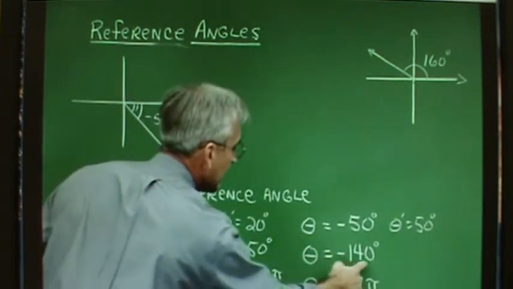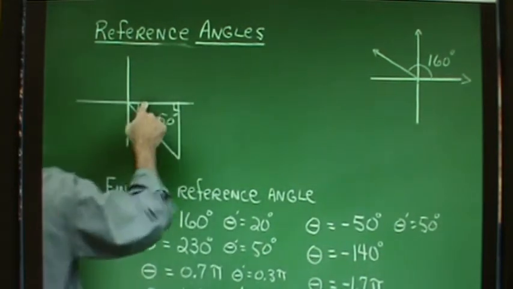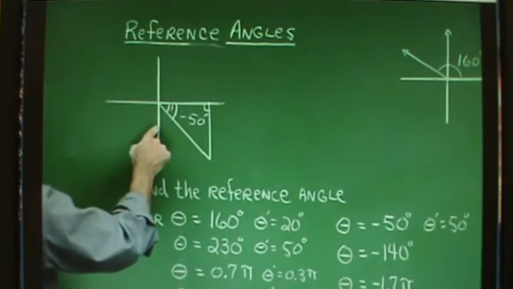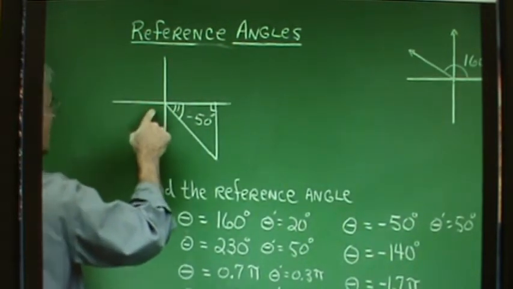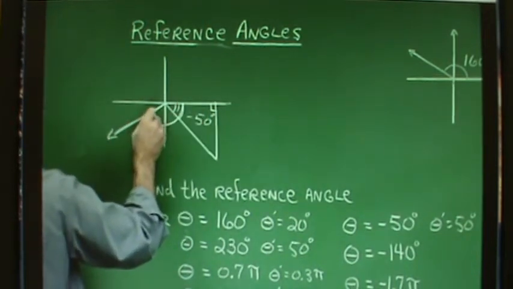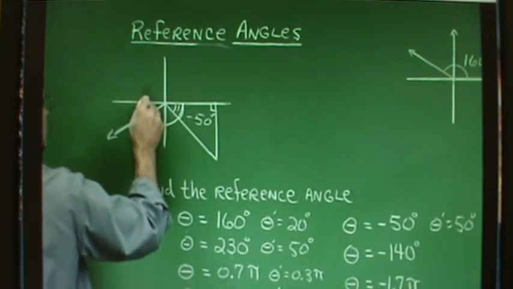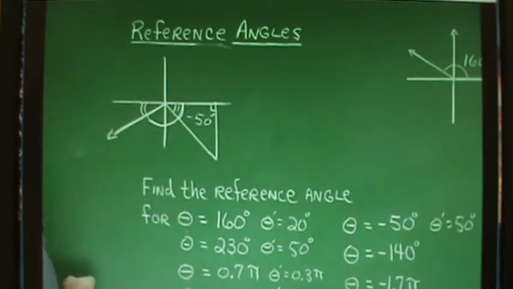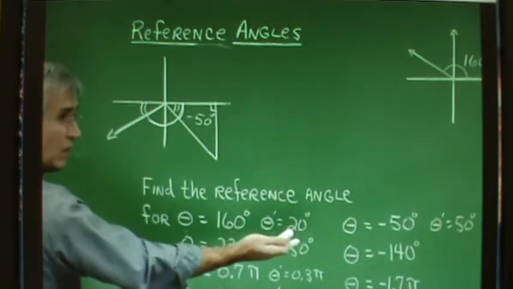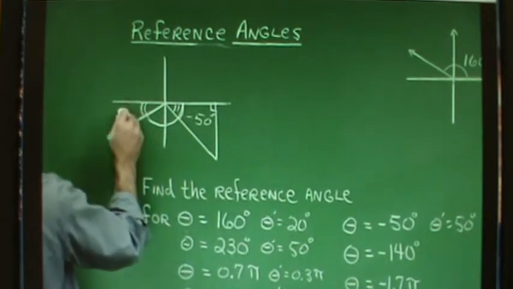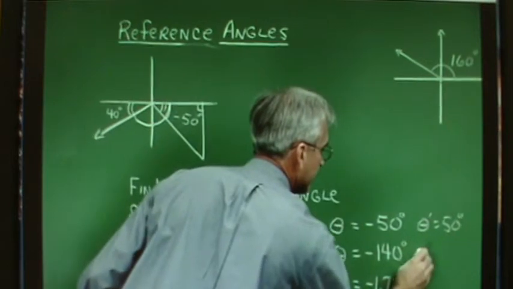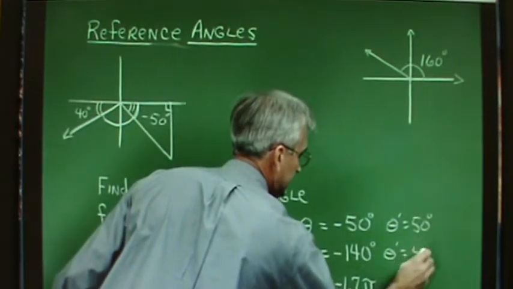How about negative 140? Well, from here, going in the negative direction, here's negative 90, and then here's negative 180. So negative 140 would be somewhere in this neighborhood. Now what we'd like is the angle that's right in here for our theta prime. So we take our 180 and subtract the 140, and we get a 40 degree angle. So theta prime is 40 degrees.